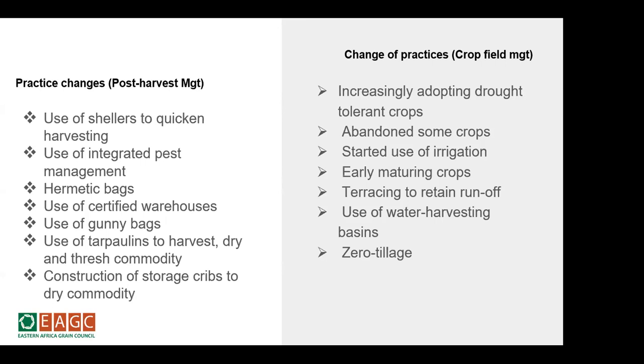And also at crop management level, we are seeing adoption of drought tolerant crops, some of the abandoned crops, use of irrigation and terracing and zero tillage, which was not there before.